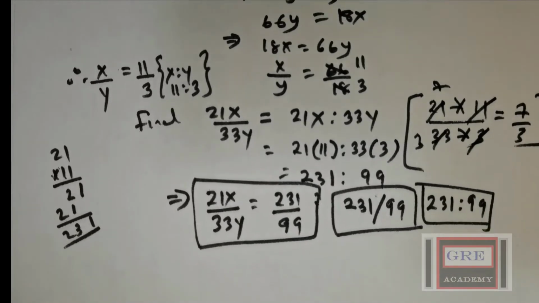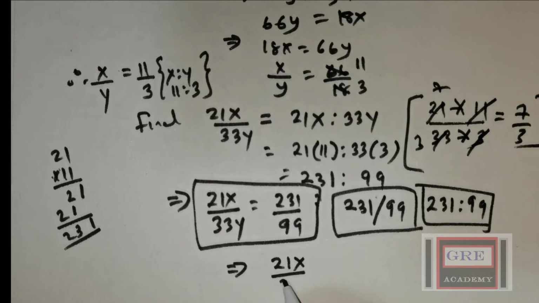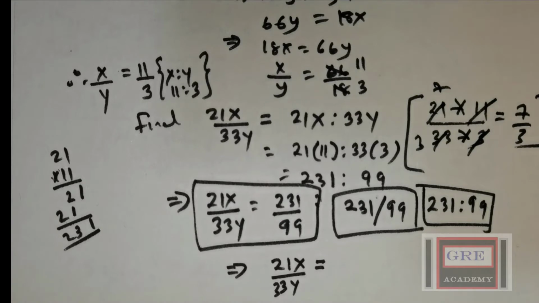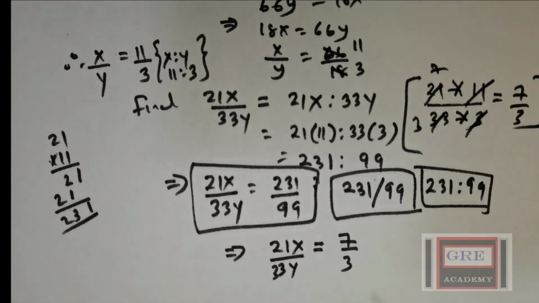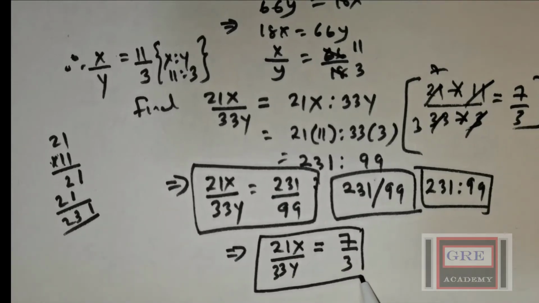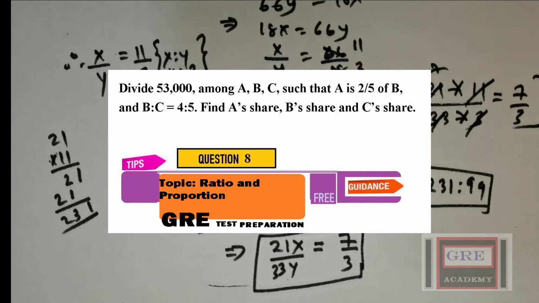Now this would mean 21x divided by 33y is actually equal to 7 divided by 3. So this solution seems to be more appealing. So two ways are there. Without reducing, you get this. After making the reduction, you get this. So that completes the solution for this question.